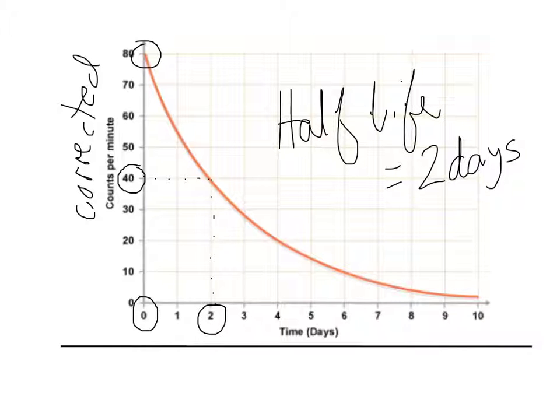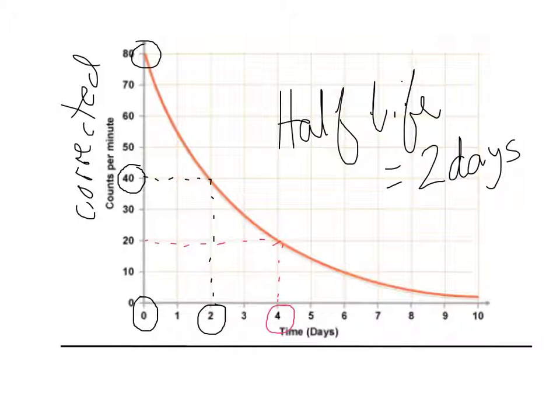Now, we've only done it once. And to be sure, what you should do is a double check. How you do that is, you go half of 40, which is 20, go across to your graph and come down. And we find this value. Now, it's not 4 days because the start point in this one was here at 2 days. So the half-life is 4 minus 2, which is still 2 days. That's what we got the last time.